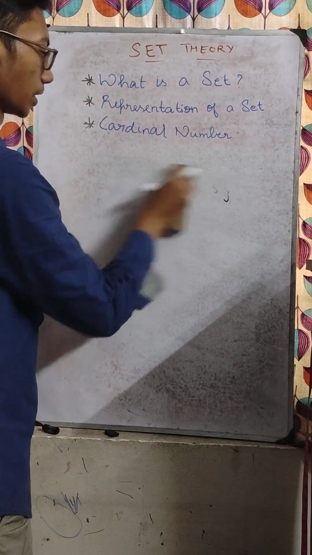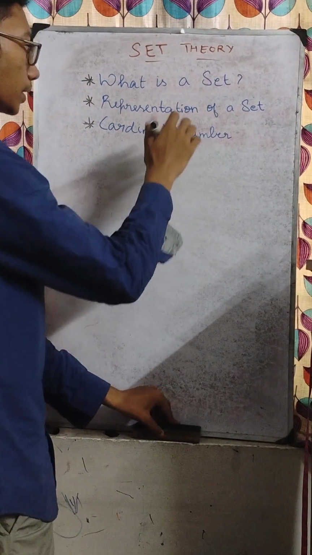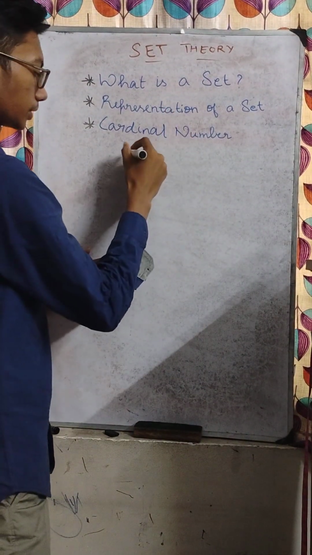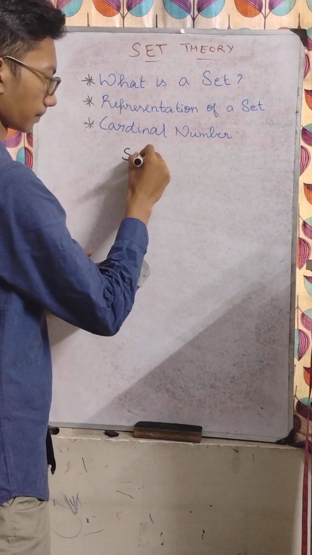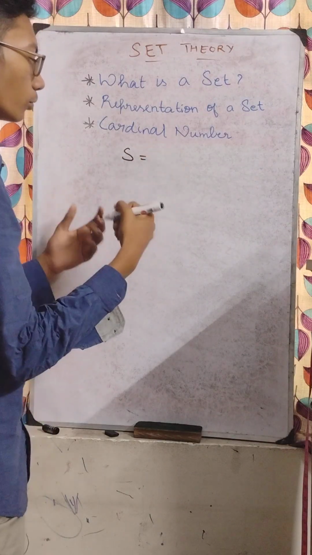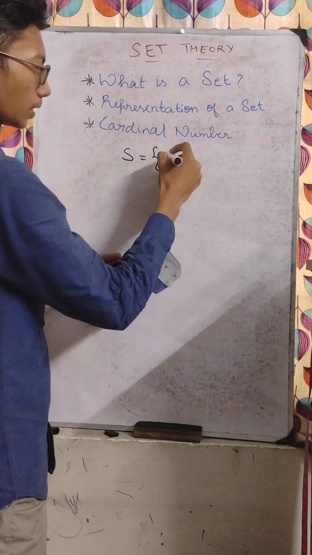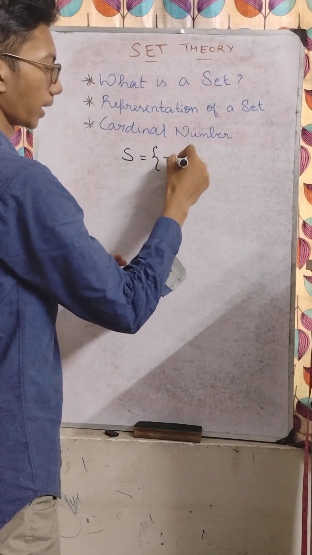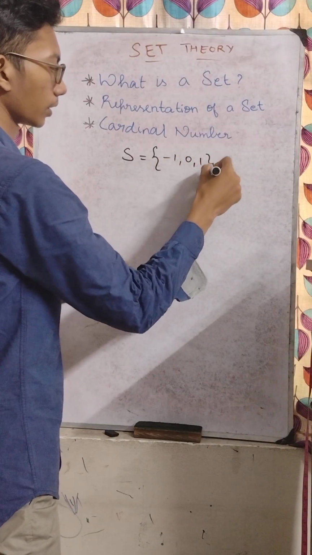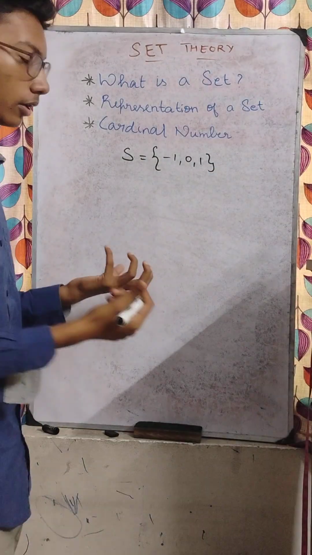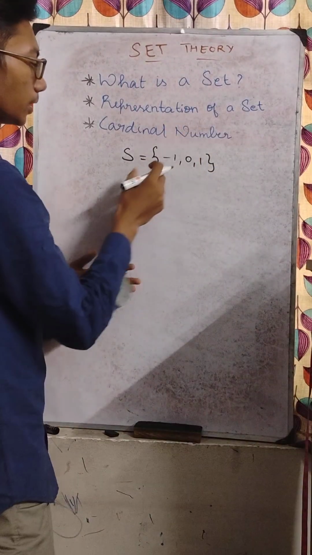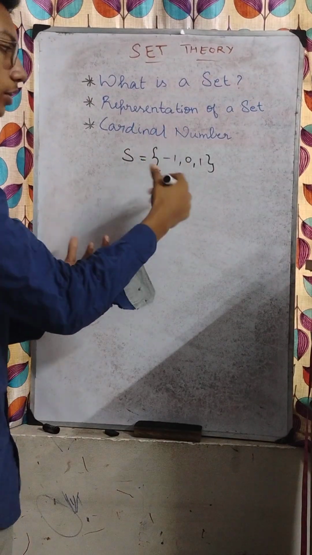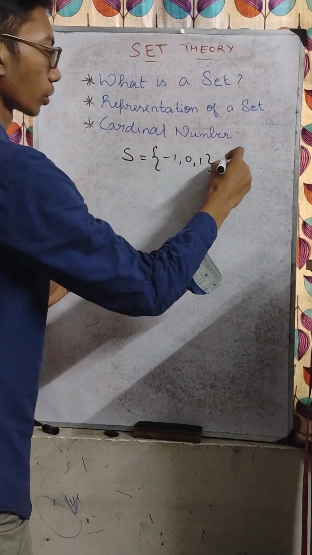Now we will have a set and we will represent the set in different forms and we will find the cardinal number. Let's say we have a set S. Let's take the numbers -1, 0, 1. So this is the set we have. We need to represent it in roster form, which is already there. So S equals {-1, 0, 1}. This is the roster form.